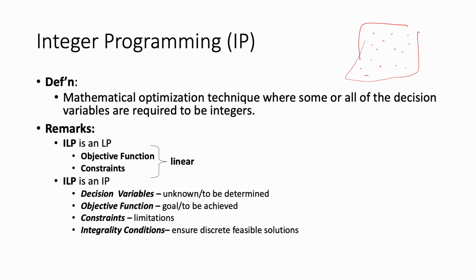But in ILP, we only have a set of discrete feasible points. So we only consider integer values. We don't consider the points in between. So this means that the optimal solution must be searched among these integer points only. If these are the integer points, we only consider these. We don't consider the points in between.